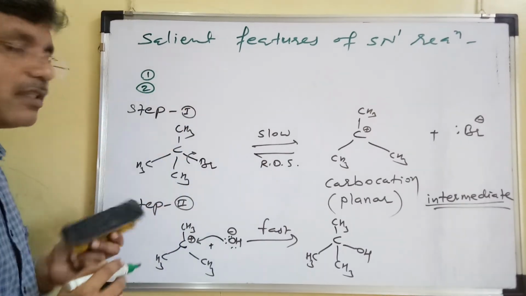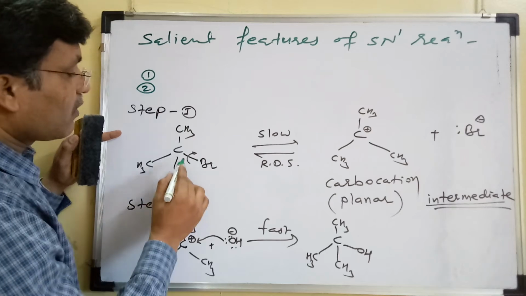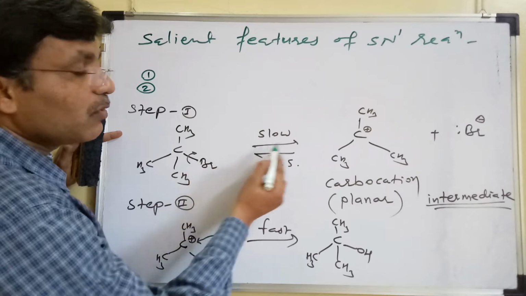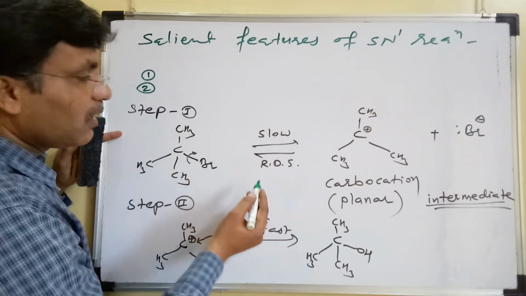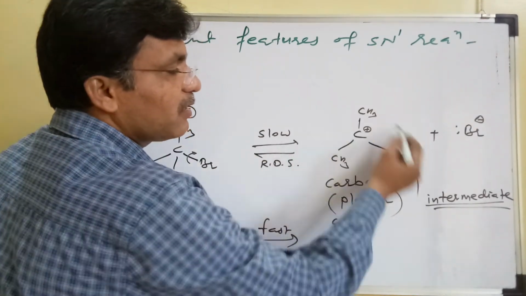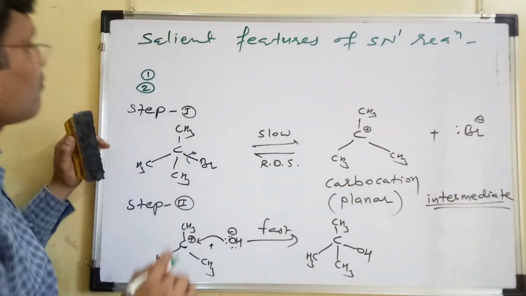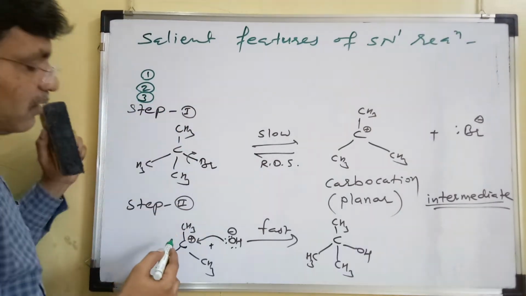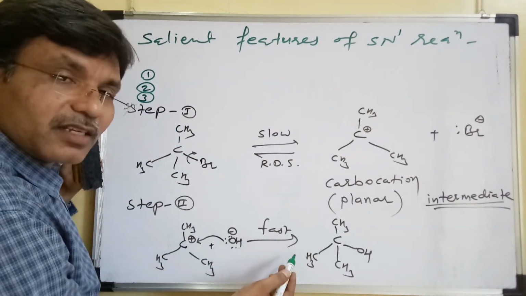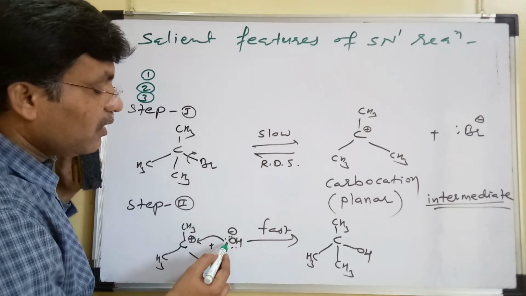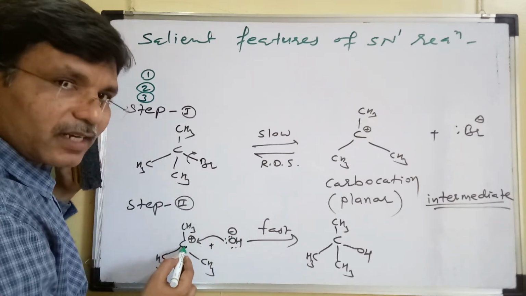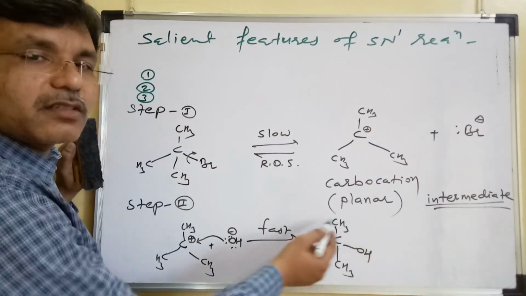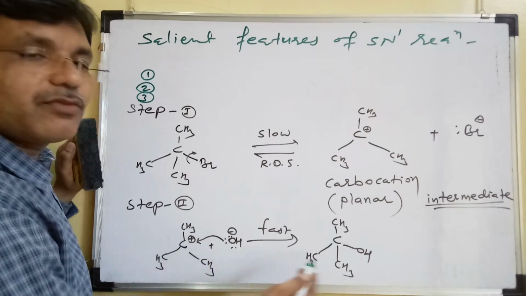Second salient feature: in the first step, the heterolysis of the C-Br bond takes place, which is a slow and reversible step, in which the planar carbocation is formed, acting as an intermediate. Next, third point: the second step is a fast step in which the nucleophilic attack takes place on this carbocation carbon to form the tertiary butyl alcohol, which is a fast step reaction.